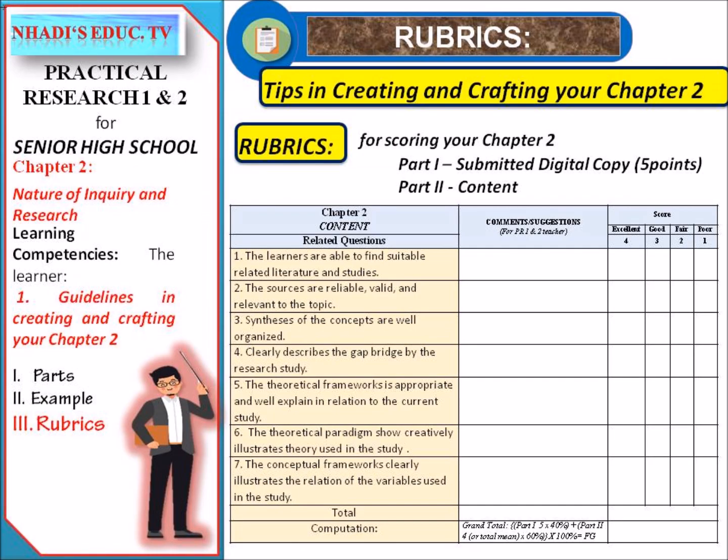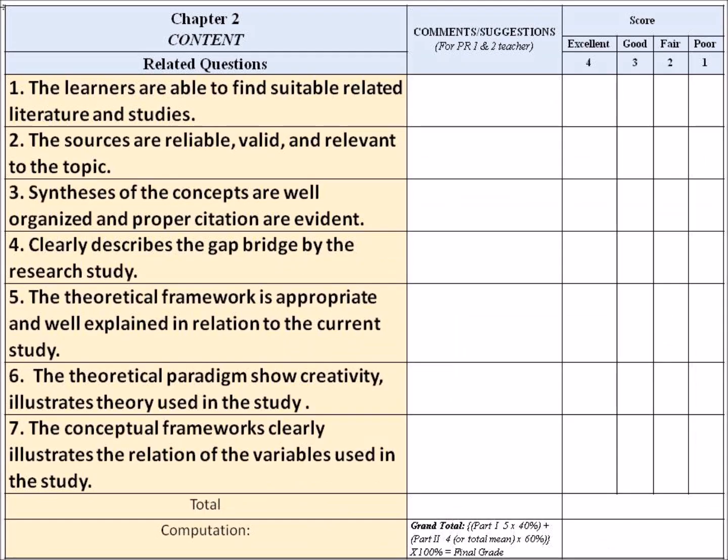On this slide are your rubrics for scoring your crafted Chapter 2. Chapter 2 content, we have the related questions. Number 1, the learner is able to find suitable related literatures and studies. Number 2, the sources are reliable, valid, and relevant to the topic. Number 3, sentences of the concept are well organized and proper citations are evident. Number 4, clearly describes the gap bridged by the research study.